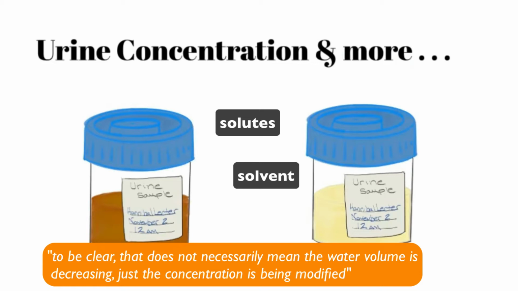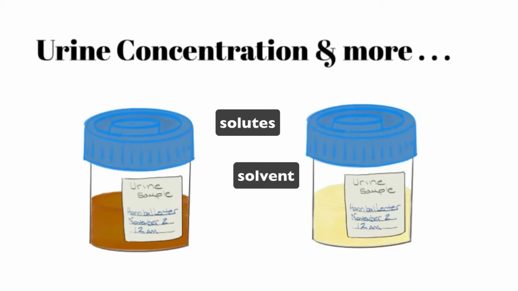And when we're looking at urine, the urine sample on the right has much lower solutes than the urine on the left. And when we're talking about solutes within urine, we're talking about anything within the filtrate. We're talking about urea, uric acid, creatinine, ions, glucose, anything that was initially filtered and was not reabsorbed.